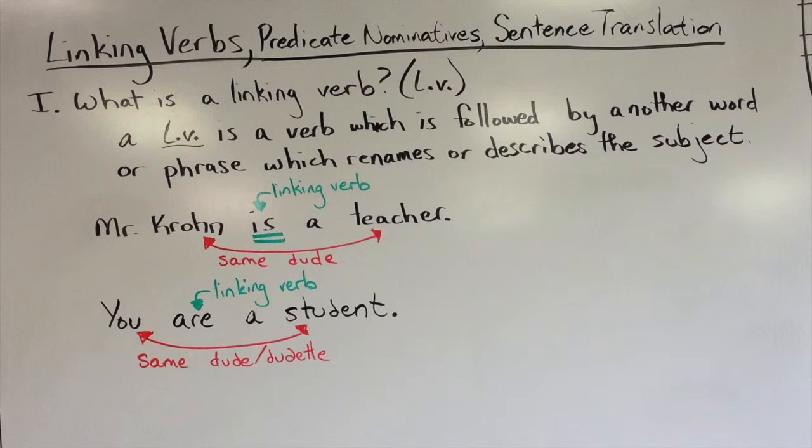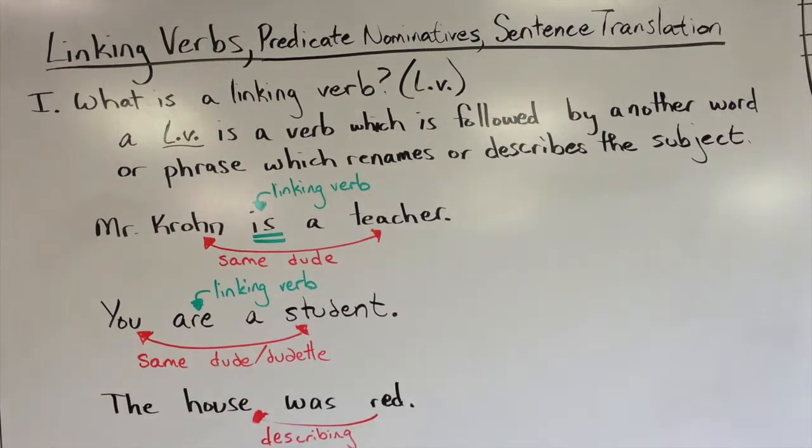In a third example, which you should also take the time to write down, pausing if necessary, we could say, the house was red. In this sentence, the word red is not renaming the house, but it is describing the house. And so was is a linking verb again.